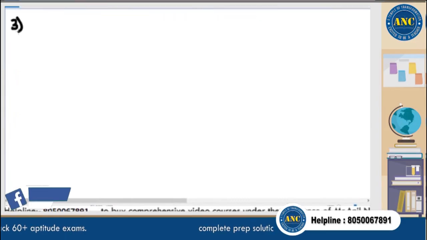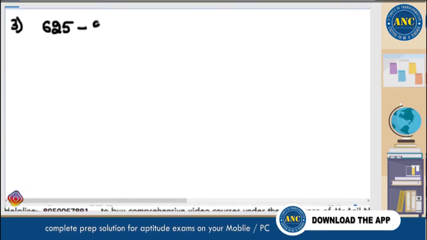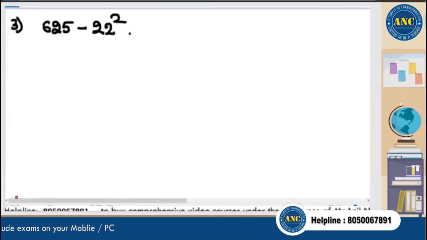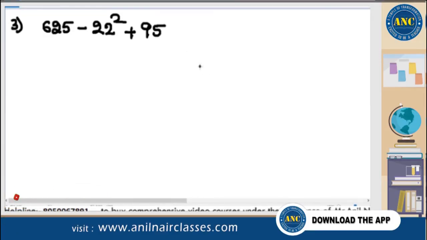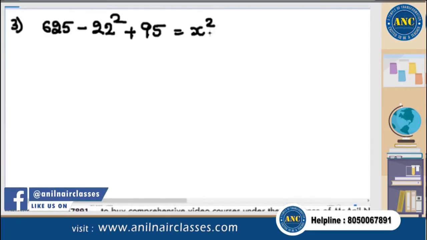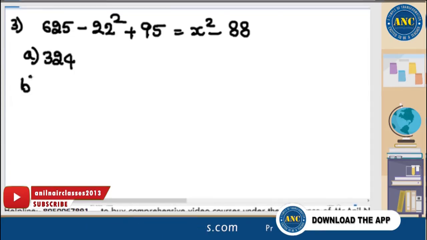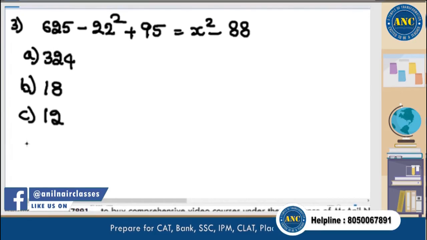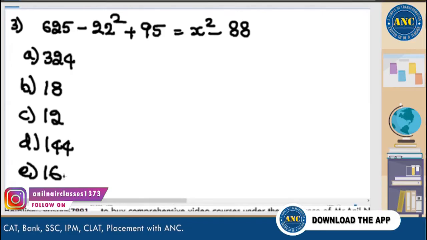The third one is taken from an IBPS question: 625 minus 22 square plus 95 is equivalent to x square minus 88. One student from Kanpur has sent this question. Sir, can you please solve it? In my institute, I go to a bank coaching center. They taught me a 10-step solution. Can you please tell me the answer in the shortest way?